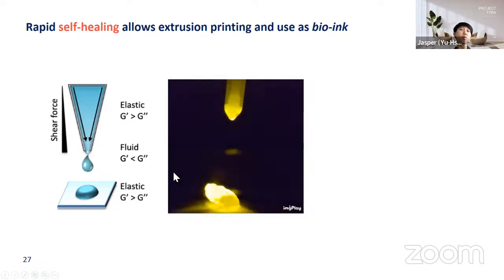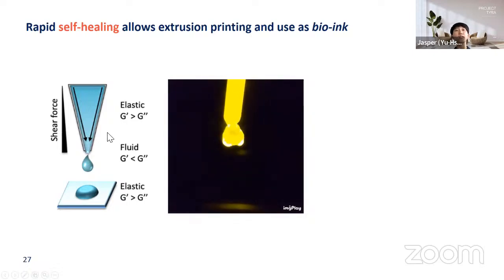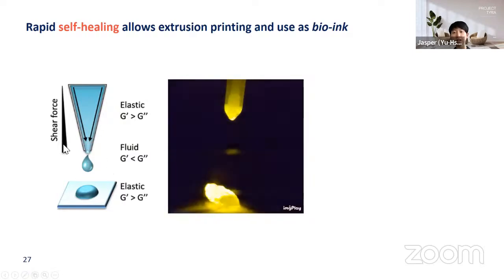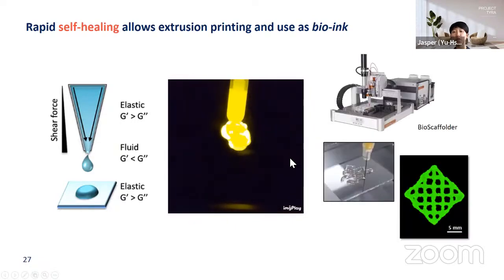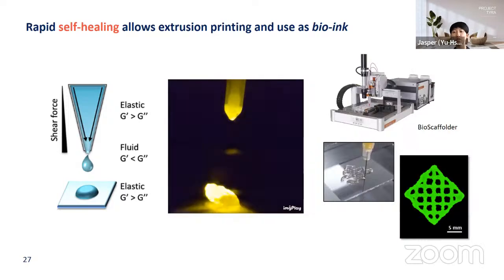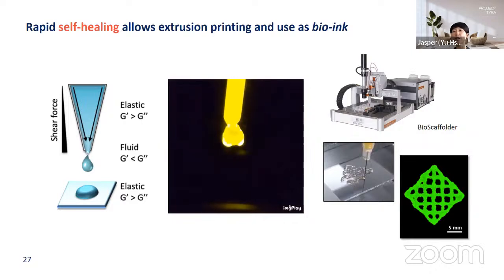This is also more compatible with the cell, since the strong force can lead to cell death if you don't have a liquefied structure here. And self-healing basically protects the cell from the strong shear force. So one can also do bioprinting on a sophisticated bioprinter to create a tissue-like structure like this grid for a more realistic tissue structure culture.